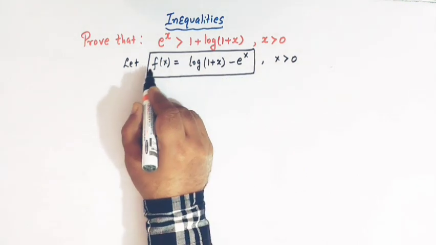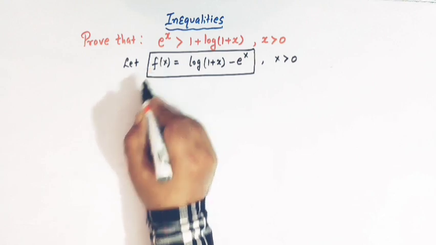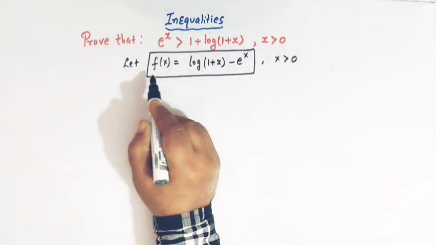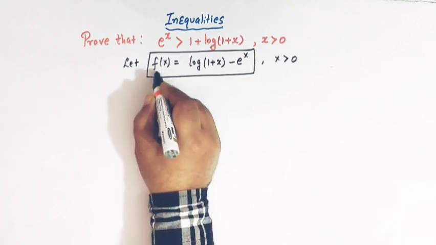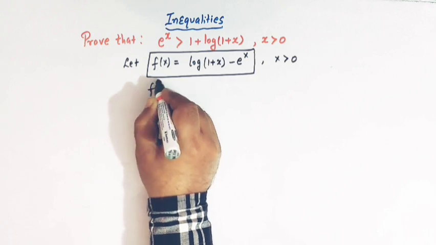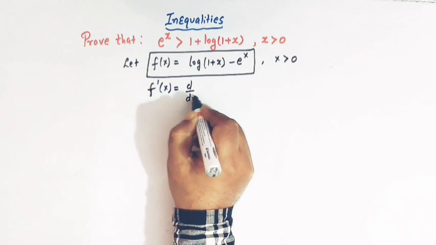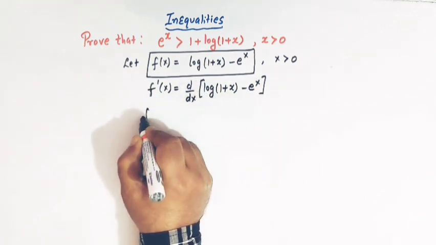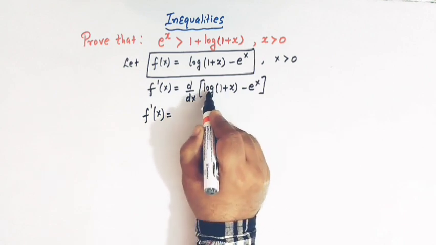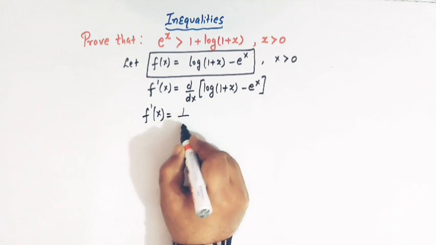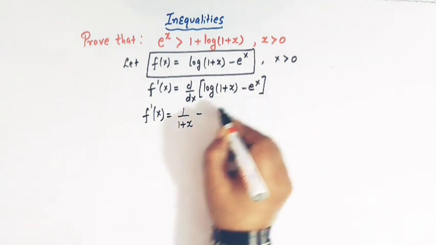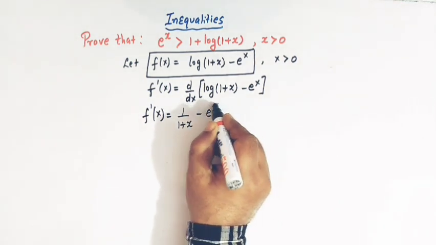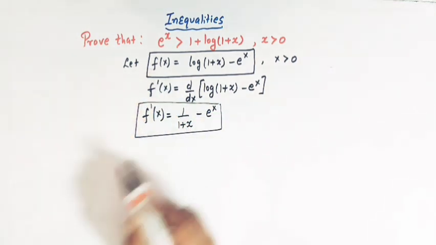So now we'll differentiate this function f of x, because to apply the concept of increasing and decreasing functions, we have to find the derivative. So f prime of x is given by the derivative of log of 1 plus x minus e raised to x, right? So the derivative of log of 1 plus x is given by 1 over 1 plus x, and the derivative of e raised to x is e raised to x. So now we have the expression for the derivative of f of x.